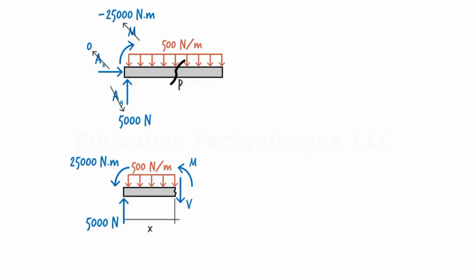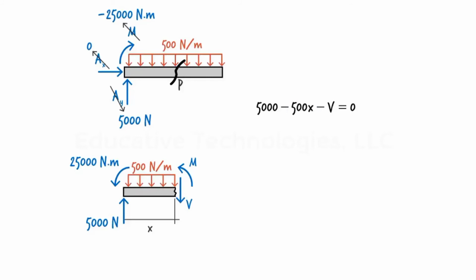We have the sum of the forces in the y direction must be 0. That is, 5,000 minus 500x minus V equals 0. Here, 500x is the area of the distributed load applied to the segment. The rectangular load has a height of 500 and a base of x. Therefore, its area is 500 times x.